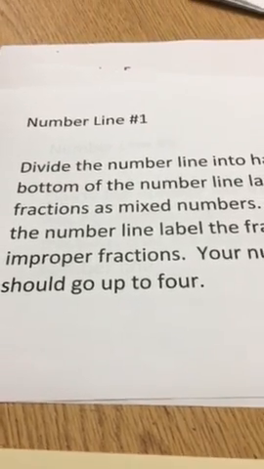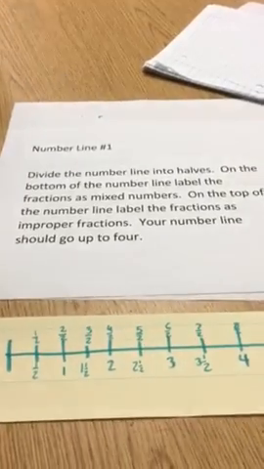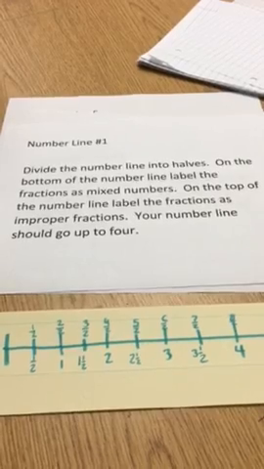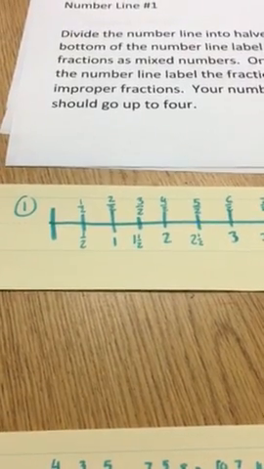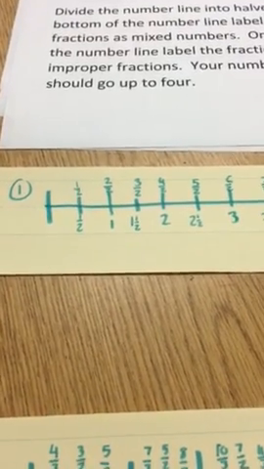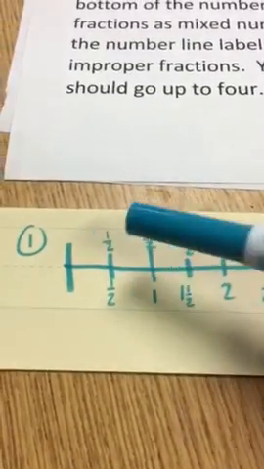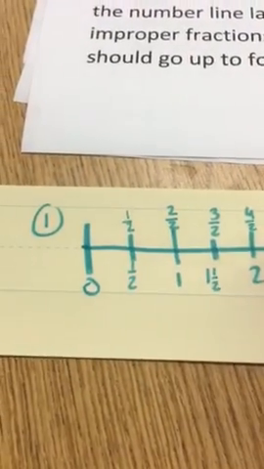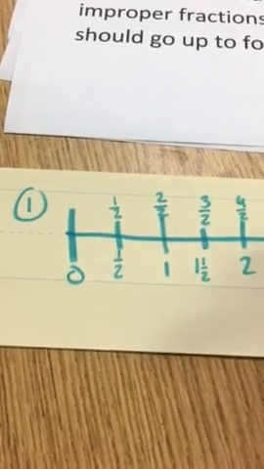So on the first one, you're dividing your number line into halves. The bottom number of your number line should be mixed numbers. And on the top, you are labeling as improper fractions. So in order to do this and be able to videotape it, I actually drew my number lines kind of tiny, and I'll just kind of walk you through. So below 1, so like this would be 0 on my number line, those numbers you can't really do an improper fraction with because they're less than 1.